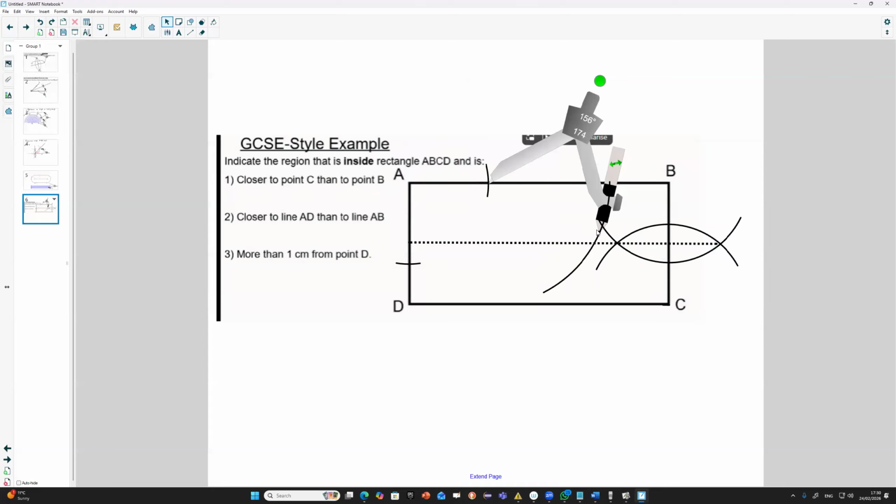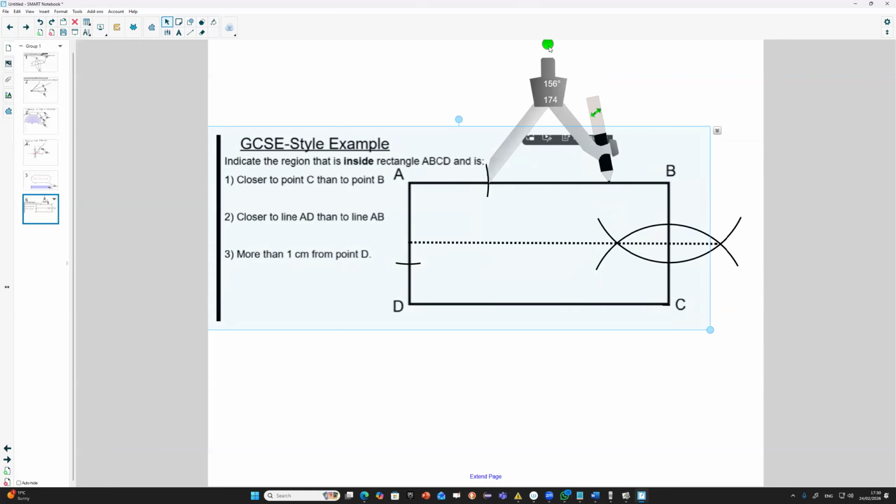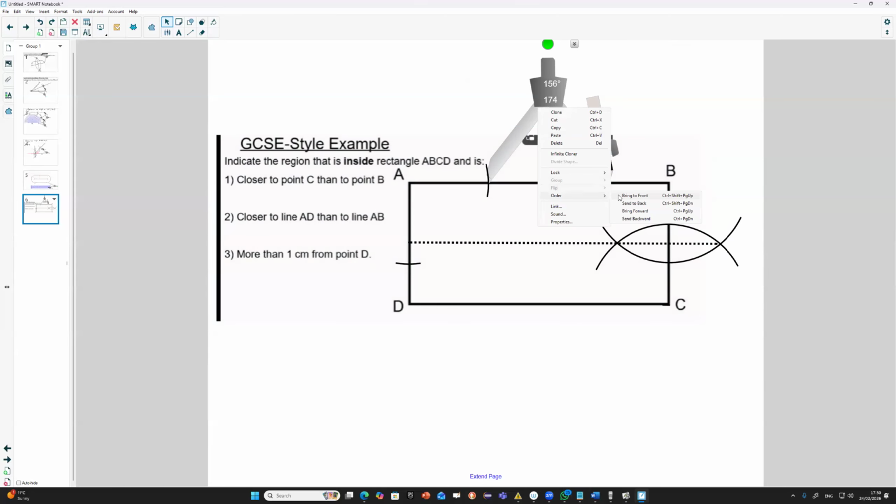I think so. Let's just put the image above the protractor. That's really stupid. Let's put the image above. That's really silly to put the image above it. Let me put that back. Order that needs to go at the back, really. Yeah, that's better.